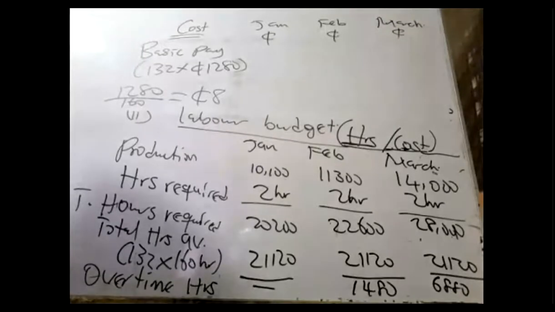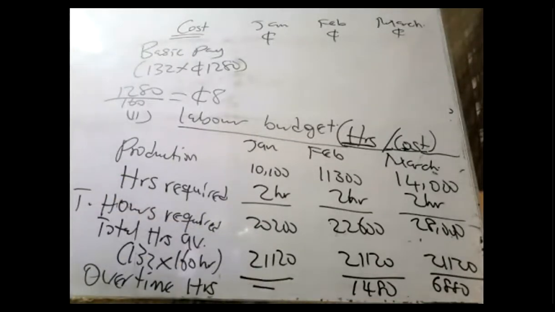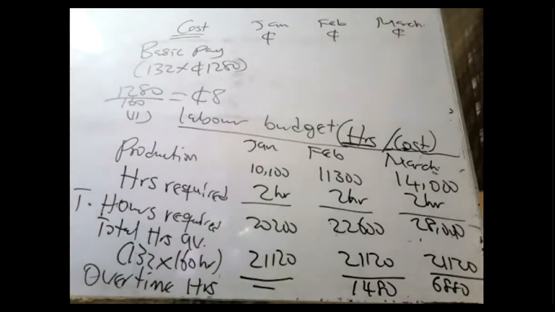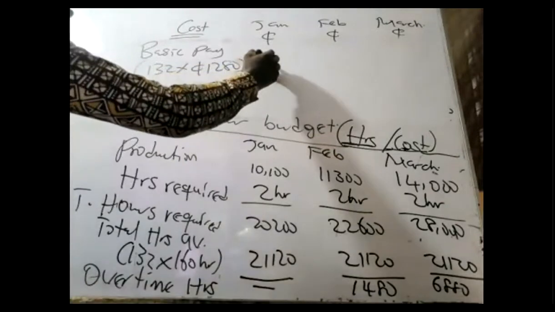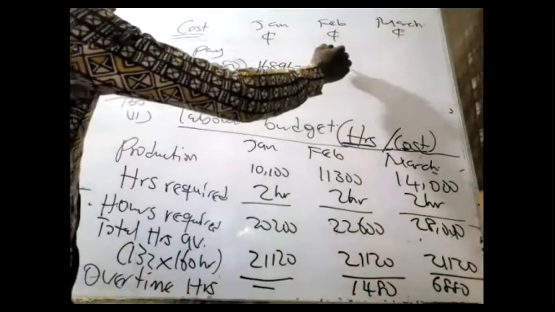Good. So if it is 8 cedis, and each of them works a minimum of 21,120 hours, if I multiply the 8 cedis by 21,120, it must give me the same answer. No difference. So what's the basic salary? Any of these approaches should give you the same answer. So 132 by 1,280. That's the basic salary that we should pay them: 168,960.